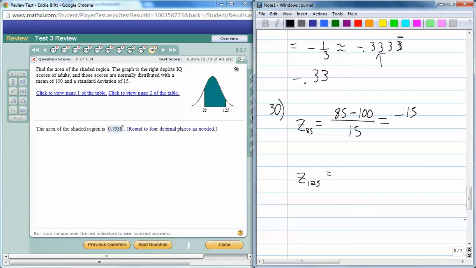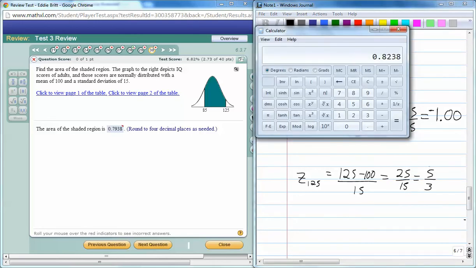So I don't need a calculator for that one. That's just 1, or negative 1. Remember, you got to do 2 decimal places though, so it's negative 1.00. Right. Find my other z-score. That's going to be 125 minus 100 over 15. That's 25 over 15. 5 over 3. You can do any of this in your calculator.